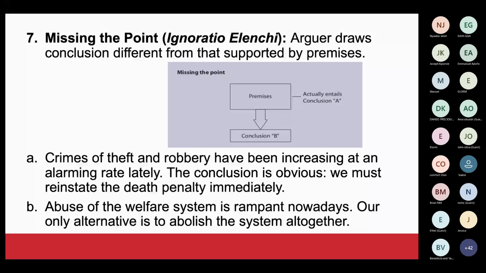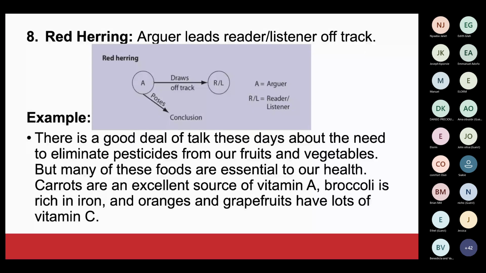Then we have the red herring. In the red herring, the arguer leads the reader or listener off track. How do they do that? They have a line of thought, then he or she deviates, departs away from what he is arguing for, and starts talking about something else. So we call it red herring.